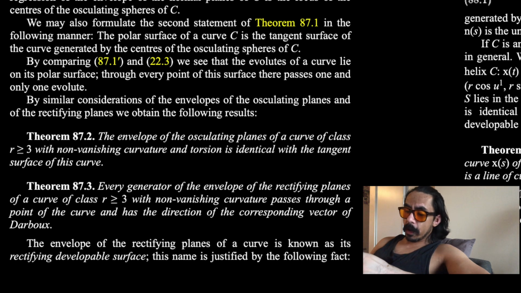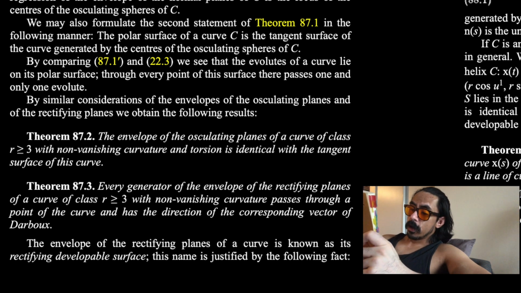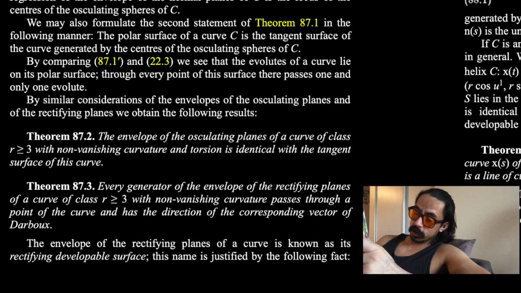So we're bringing it all back, and when we compare that to 87.1 prime now, we see that the evolutes of a curve lie on its polar surface. Through every point of this surface, there passes one and only one evolute. By similar considerations of the envelopes of the osculating planes and of the rectifying planes, we obtain the following results. Theorem 87.2.